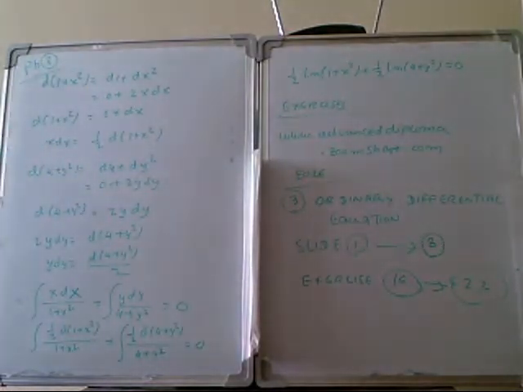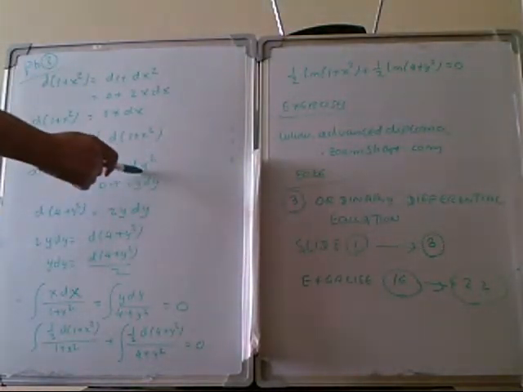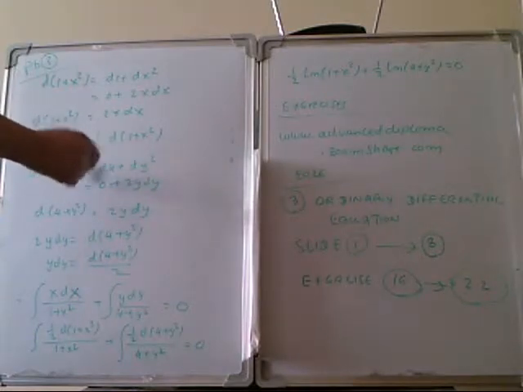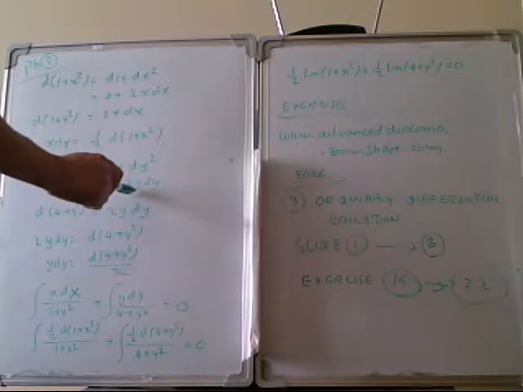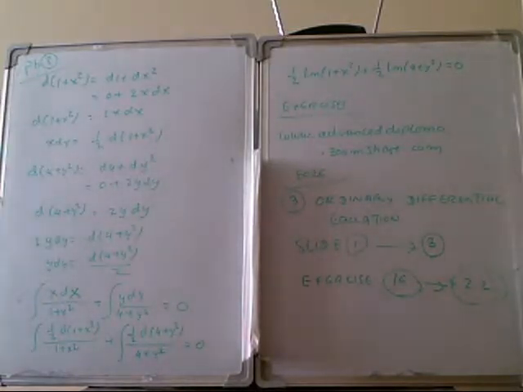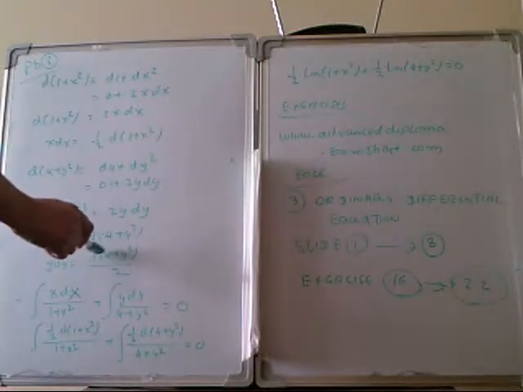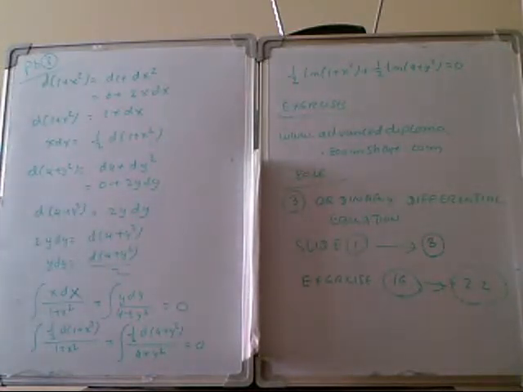Similarly, d(4 + y²) will be d(4) + d(y²). The derivative of 4 is 0 because the derivative of a constant is 0. The derivative of y² will become 2y dy. So d(4 + y²) is 2y dy. Therefore, y dy is equal to d(4 + y²) divided by 2.